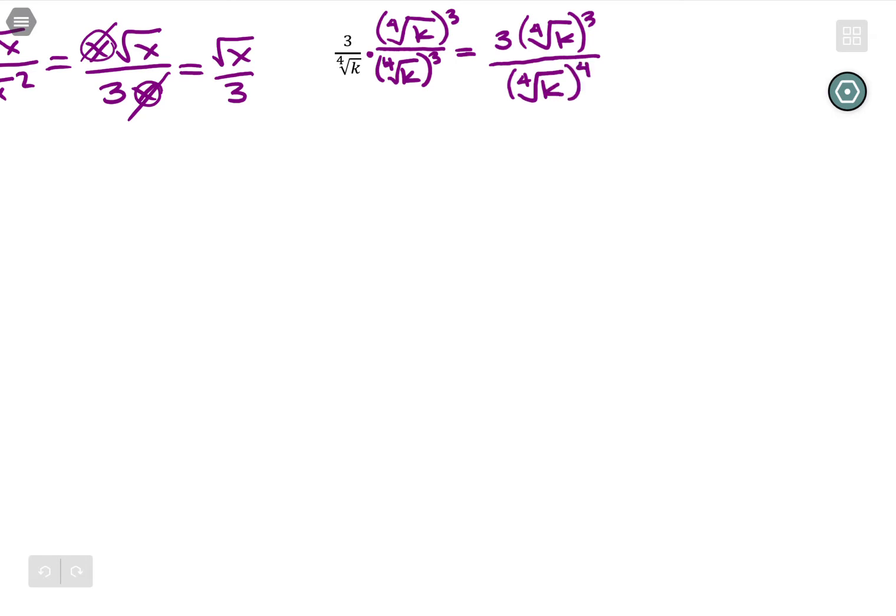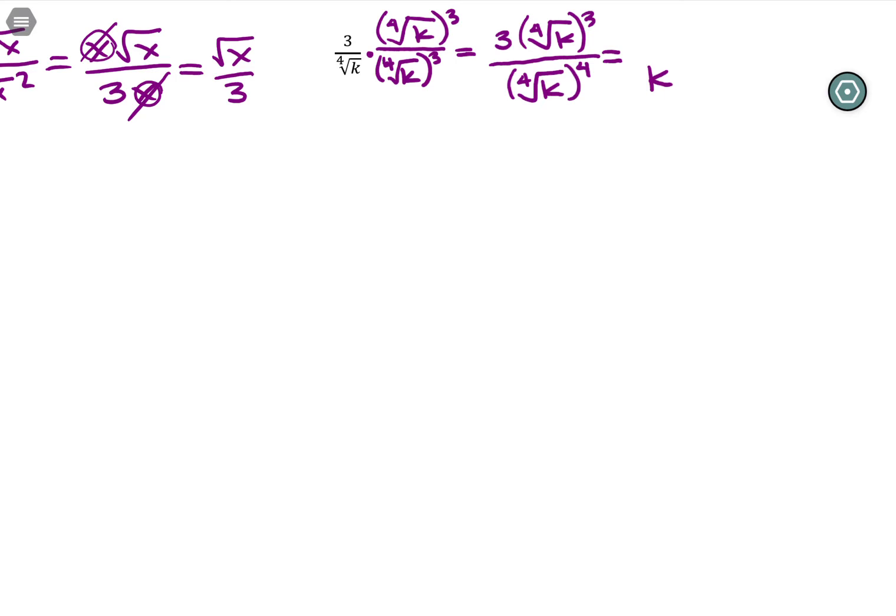So think about inverses. Squaring and square rooting are inverses. Squaring and 4th rooting are not inverses, but 4th powers and 4th rooting are inverses. So now on the bottom, I just have k. If I take the 4th root and then raise to the 4th power, those operations completely cancel each other out, and I just end up with the number I started with.